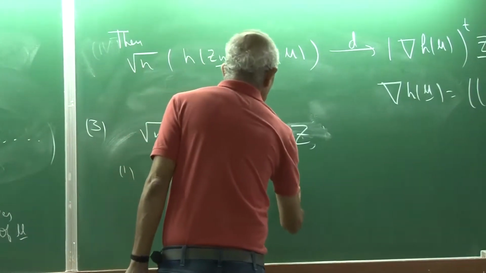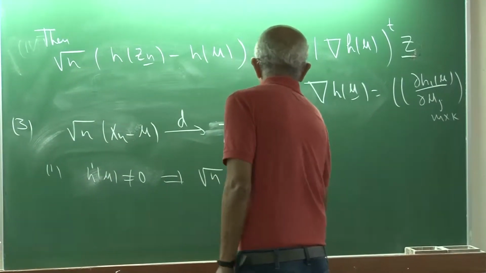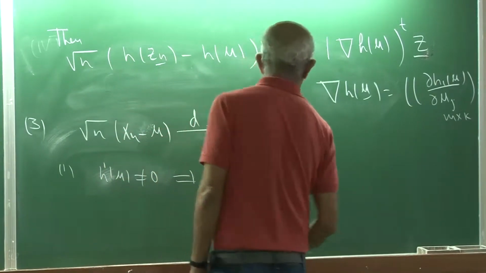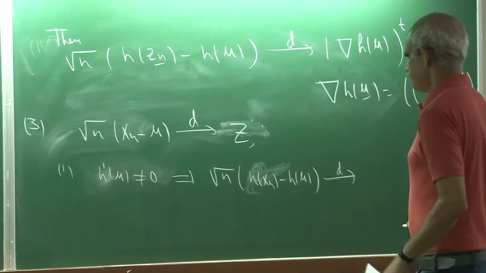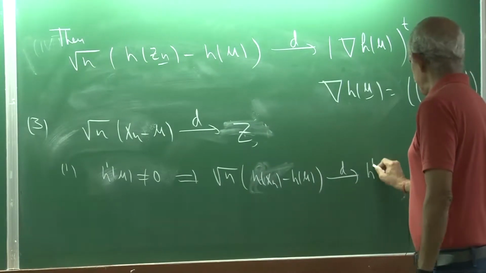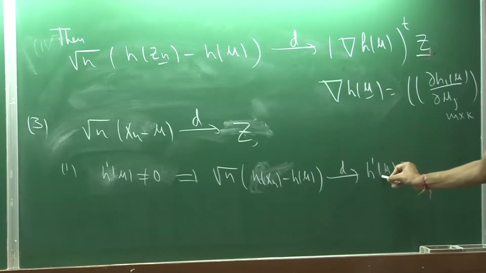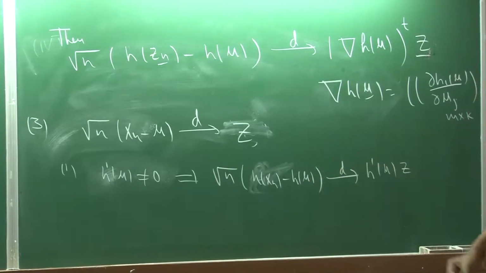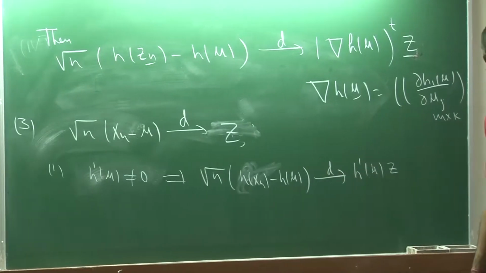I get root n (h of xn minus h of mu) goes in distribution to h prime mu into Z. Now, as I said before, there is a possibility that h prime mu is 0. If h prime mu is 0, it says that this quantity goes in distribution to 0, which is equivalent to saying that this quantity goes in probability to 0. So I'm not getting a non-degenerate distribution.